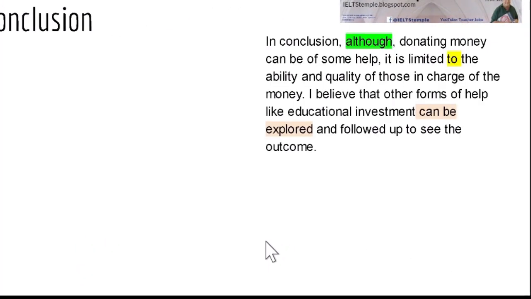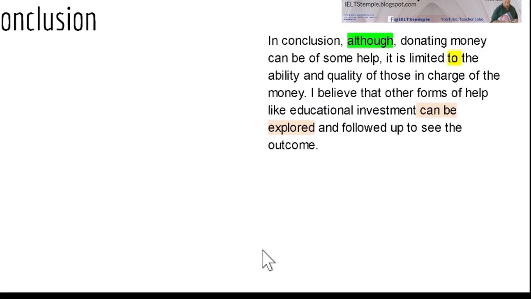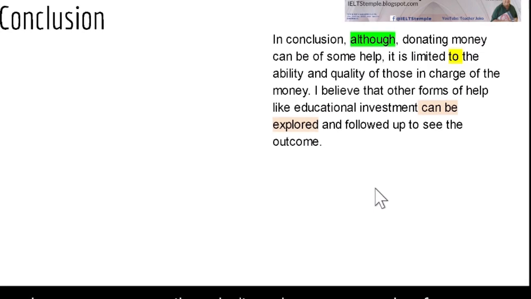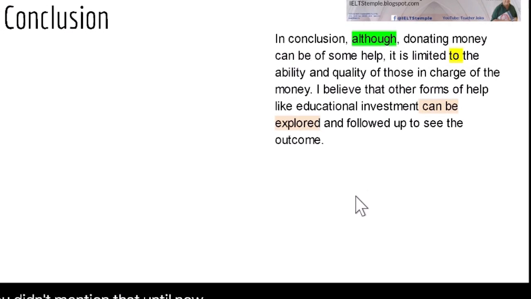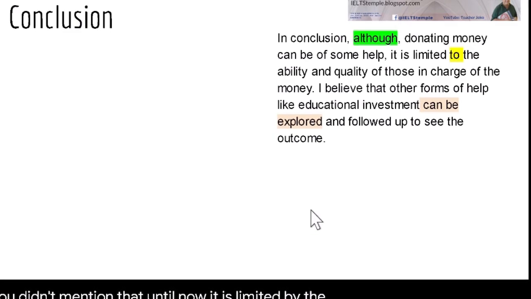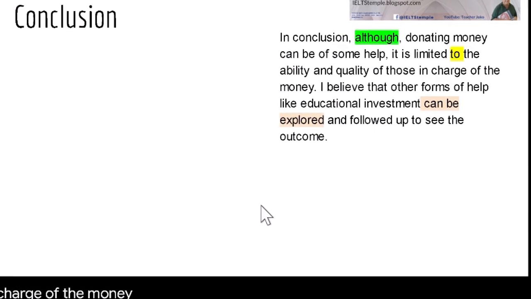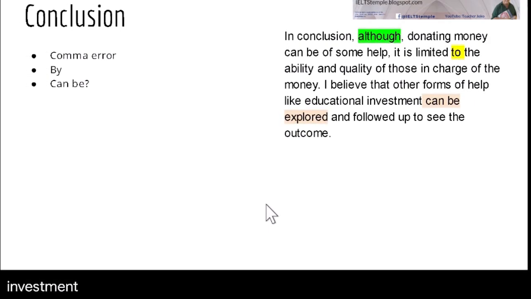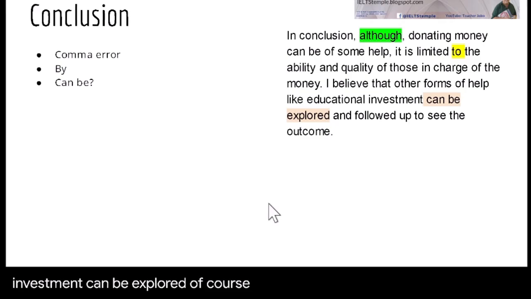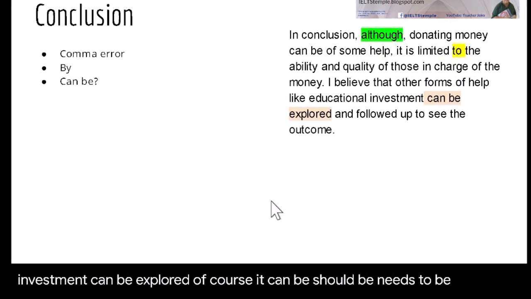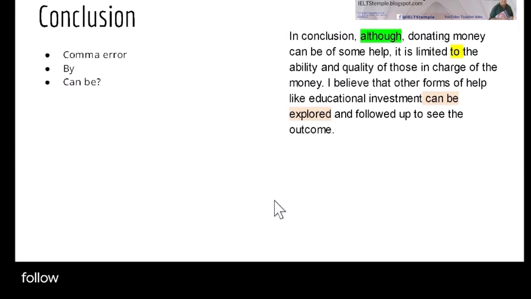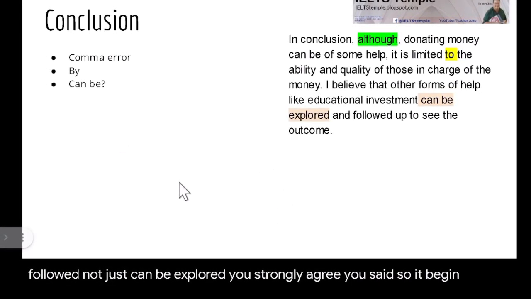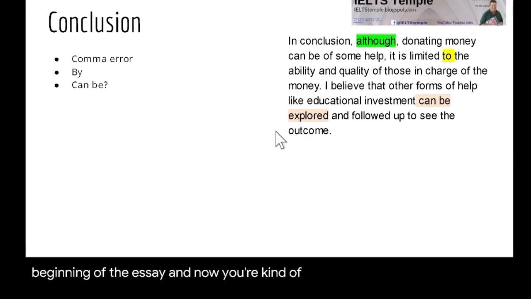Conclusion. In conclusion. Although, comma. No comma there. Donating money can be of some help. You didn't mention that until now. It is limited by the ability and quality of those in charge of the money. I believe that other forms of help, like educational investment, can be explored. Well, of course it can be, should be, needs to be, must be, followed. Well, not just can be explored. You strongly agree. You said so at the beginning of the essay, and now you're kind of wishy-washy.